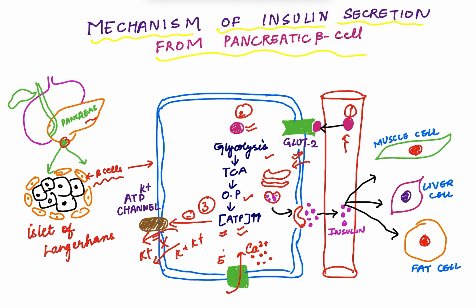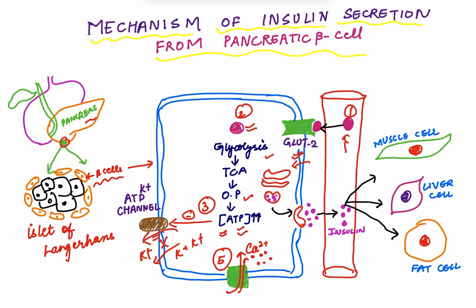In step 5, the calcium channels open. Depolarization opens voltage-gated calcium channels. Calcium rushes into the beta cells because calcium concentration is much higher outside the cell than inside.